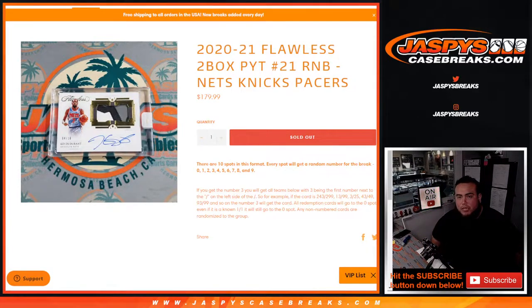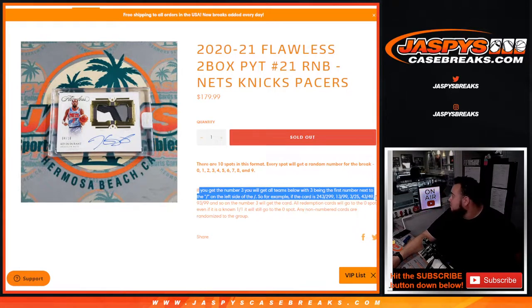Another RNB sold out for Flawless Pikachu number 21. This one is the Nets, Knicks, and Pacers. And you get a piece of all these teams. Random number block style. We go by the first number on the left side of the serial number dash.